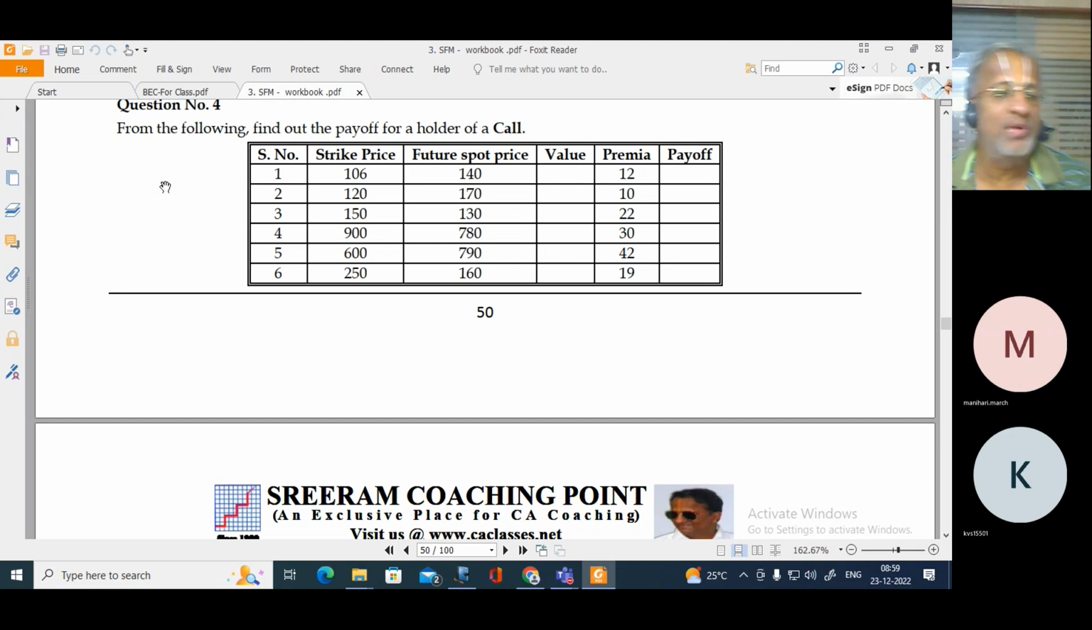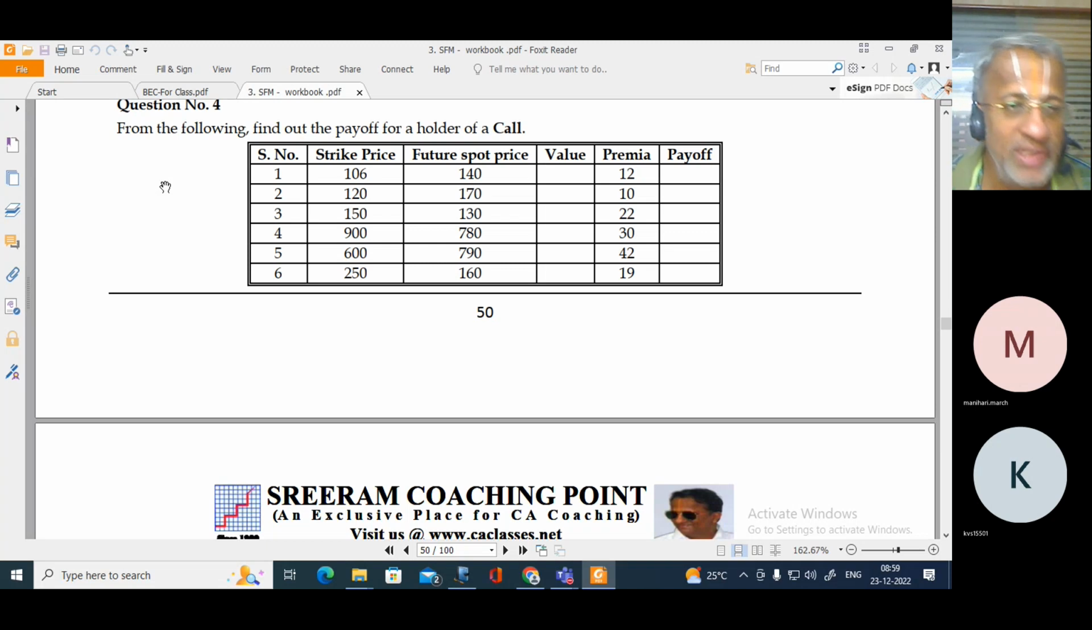Let me repeat. Payoff for the holder of a call. For a holder, it is a profit-making scenario, and the premium is the expenditure that you will be incurring. The question is, in each scenario they are asking you to find out, one, gross profit, and two, net profit. Instead of calling them gross profit and net profit, they are calling them the value of the call and payoff.